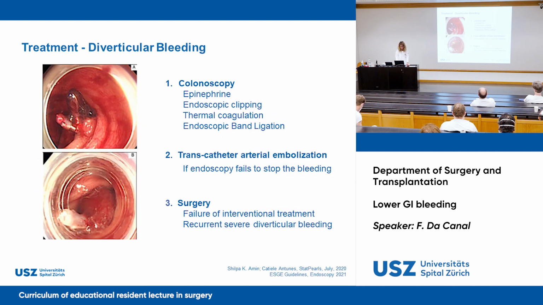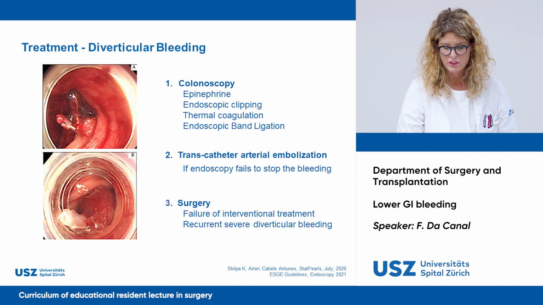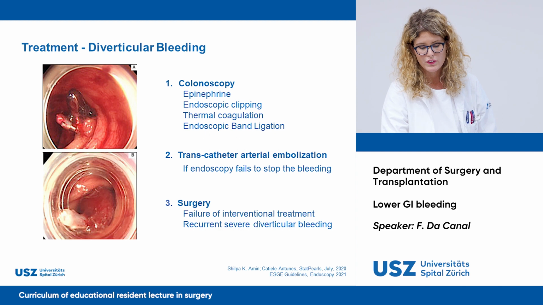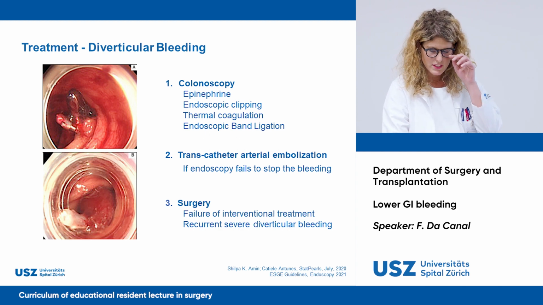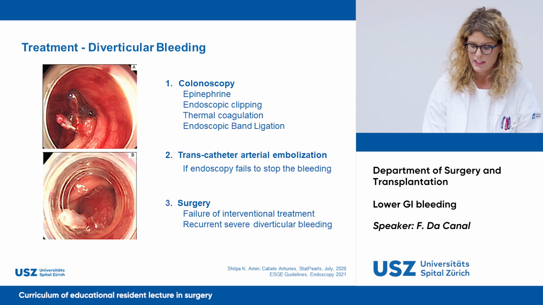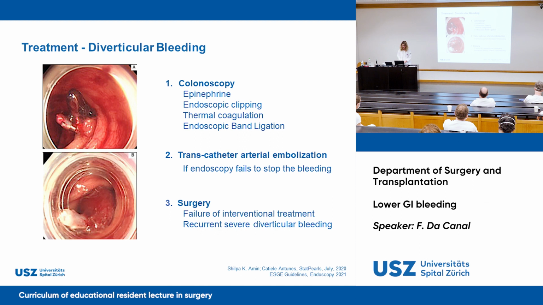Patients with diverticular bleeding are candidates for endoscopic treatment. Therapy options at colonoscopy include injection therapy with adrenaline, endoscopic clipping, or thermal therapies. The clipping is usually preferred because it's easier to do and less dangerous. If with the colonoscopy the bleeding cannot be stopped, a transcatheter arterial embolization should be performed.